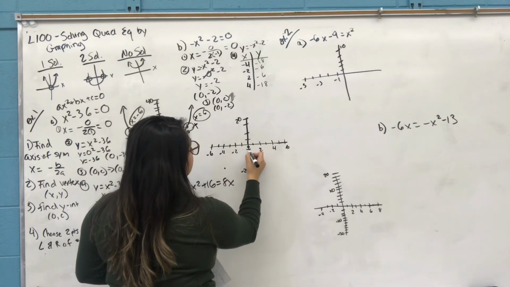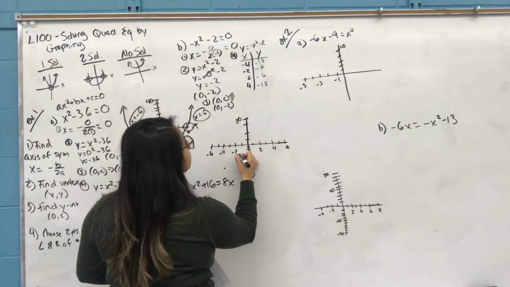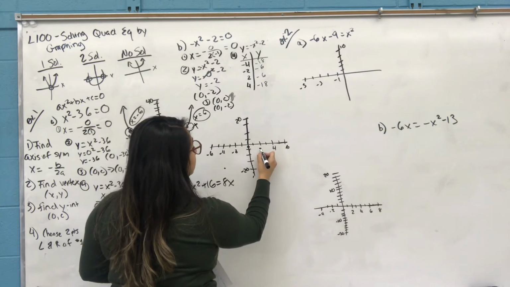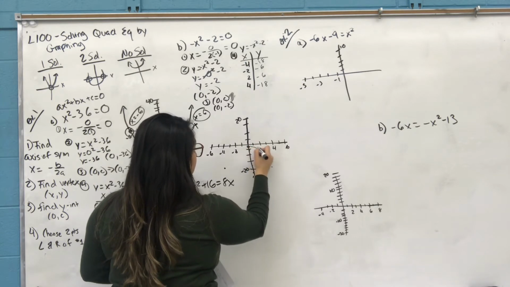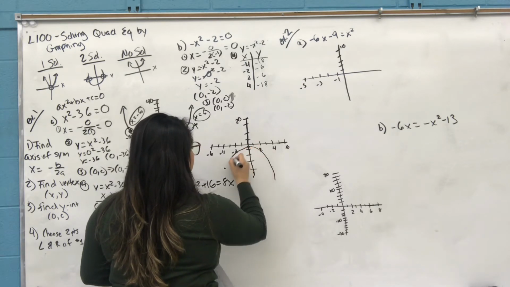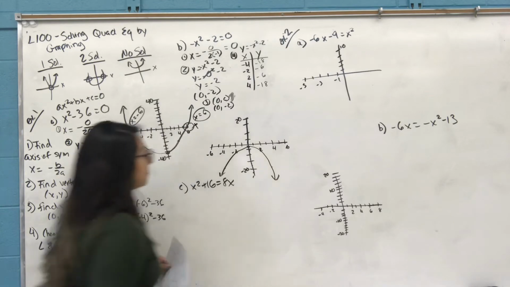-2, 6. This is 5. So 6 will be around here. 2, -6 should be around here too. 4, -18 should be about here. So when I graph it, I get a parabola like that.